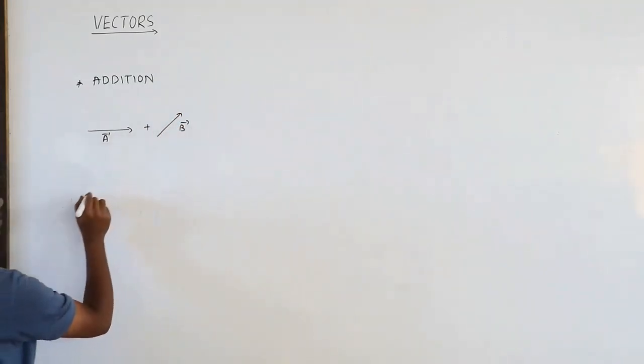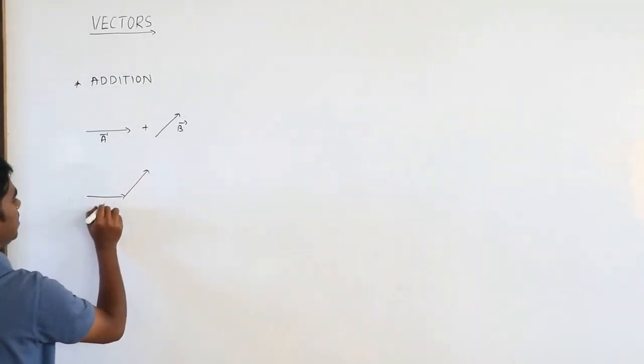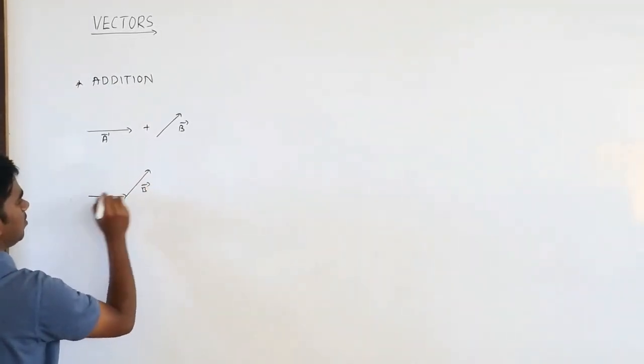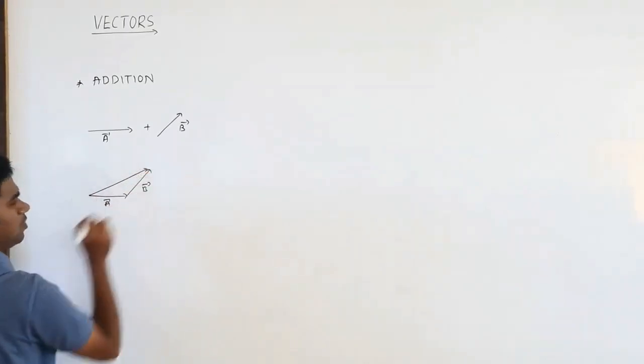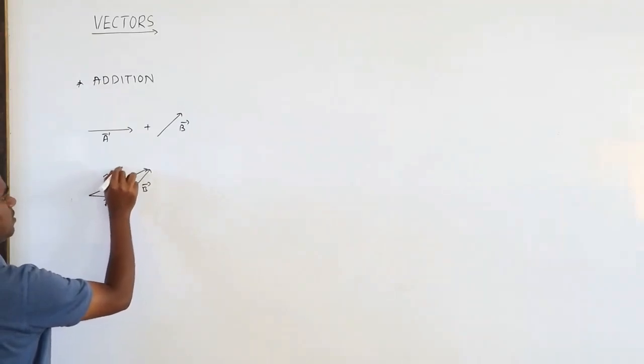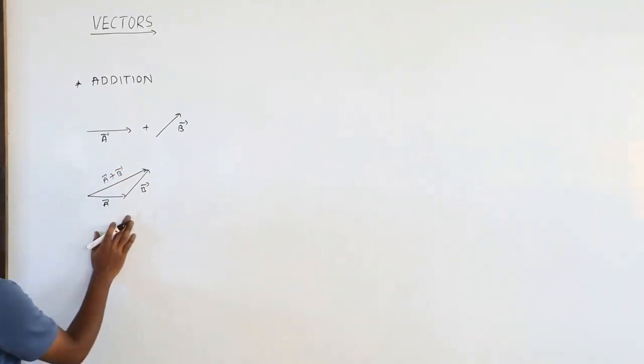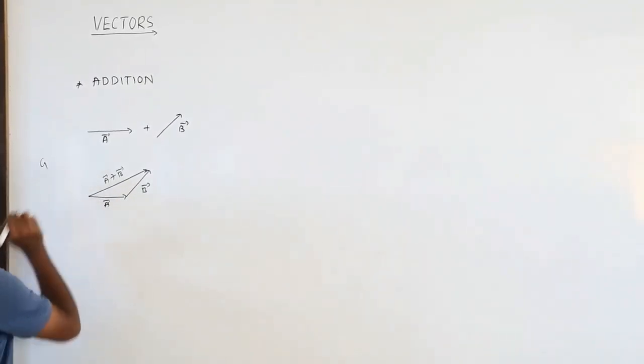So what you will do, you will draw them graphically. So you will measure this one. Okay, you will measure this one. So what will happen? This will give you vector A plus vector B. Okay. So this is what the graphical method is.